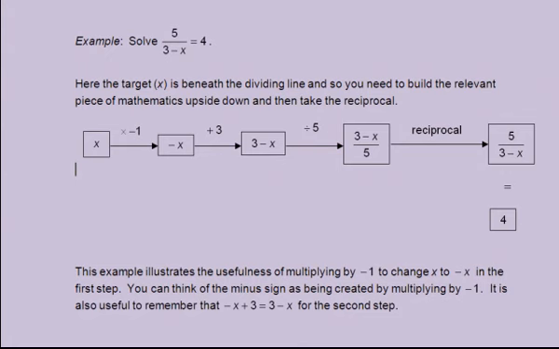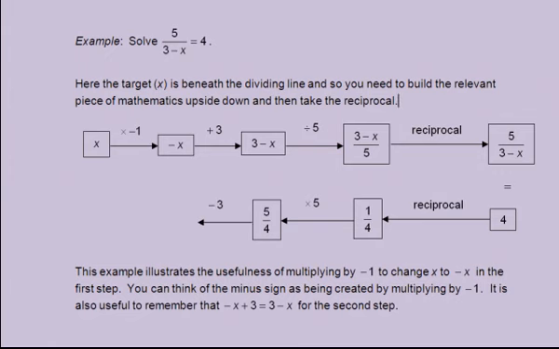First you take the reciprocal, which is equal to a quarter. Next multiply by 5. A quarter multiplied by 5 is 5 over 4. Next subtract 3. 5 over 4 subtract 3 equals minus 7 over 4. Finally multiply by minus 1 to discover that x is equal to 7 over 4.